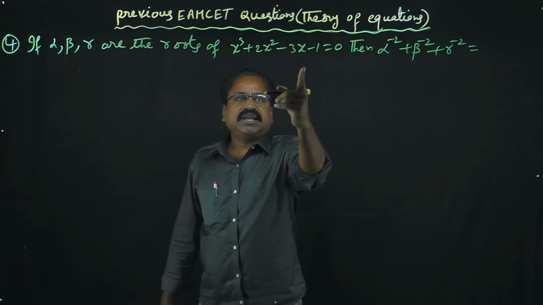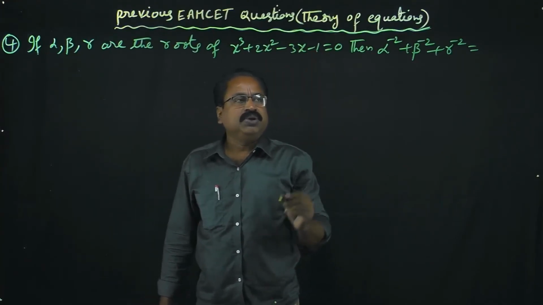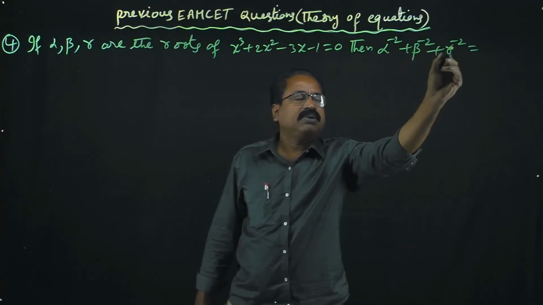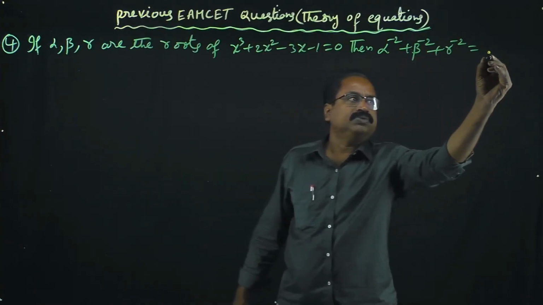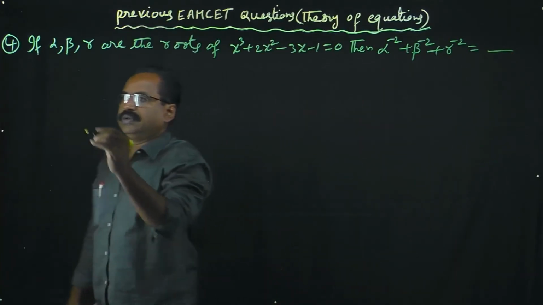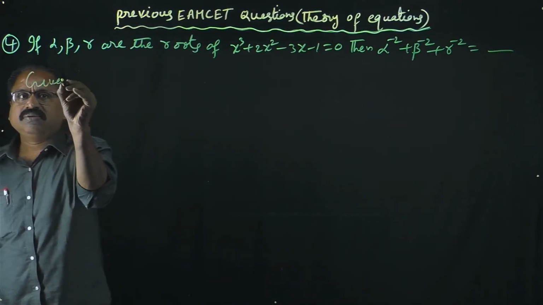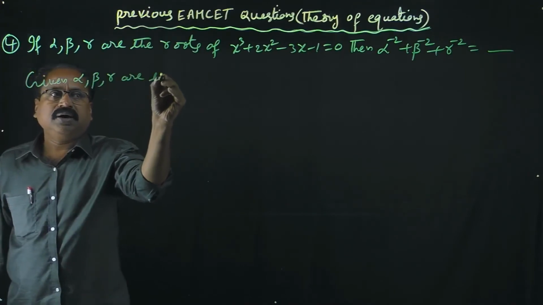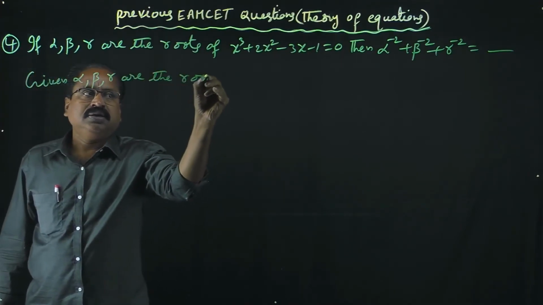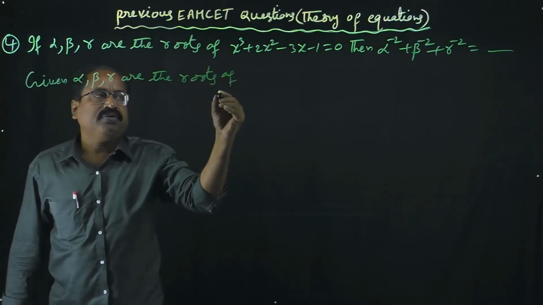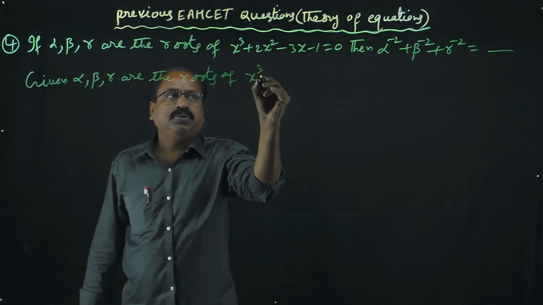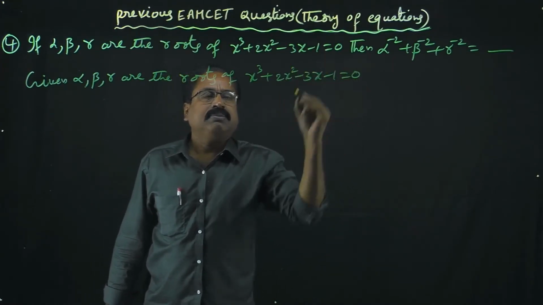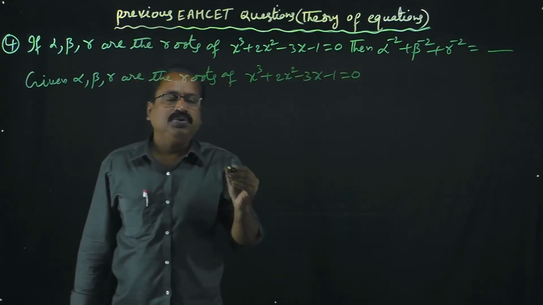Now fourth one is, if alpha, beta, gamma are the roots of x cube plus 2x square minus 3x minus 1 is equal to 0, then alpha power minus 2 plus beta power minus 2 plus gamma power minus 2 is equal to. Given alpha, beta, gamma are the roots of x cube plus 2x square minus 3x minus 1 is equal to 0.